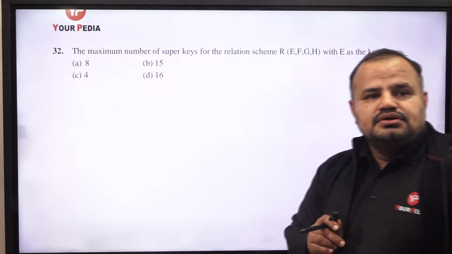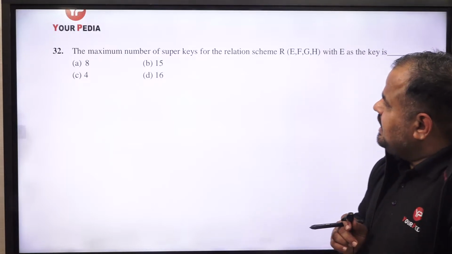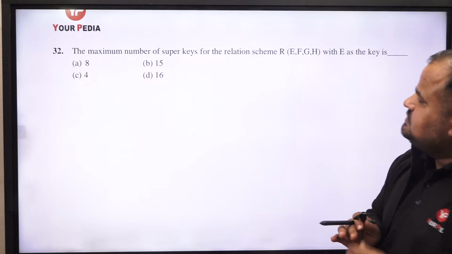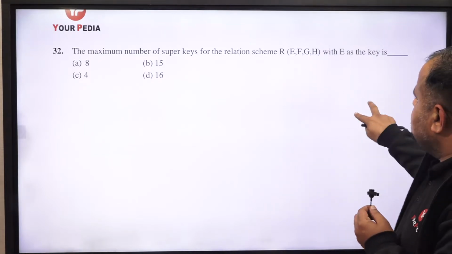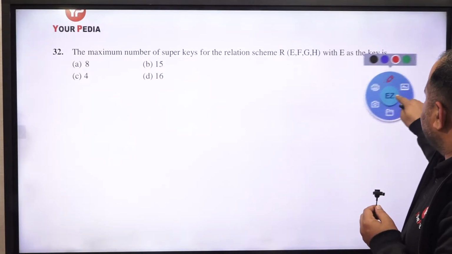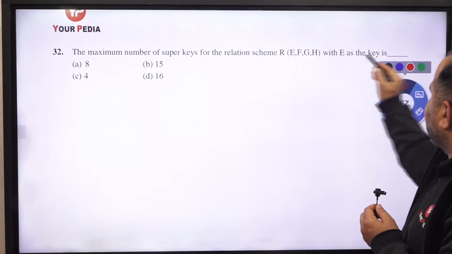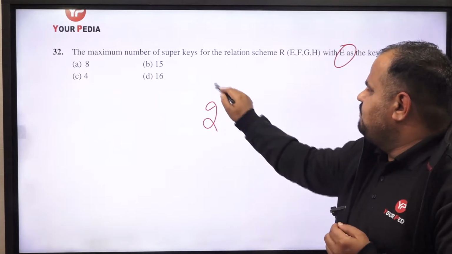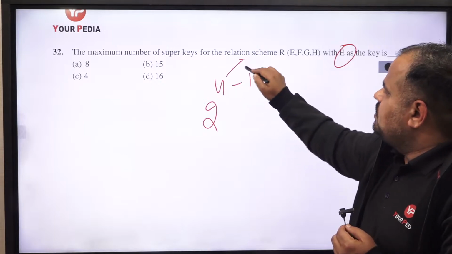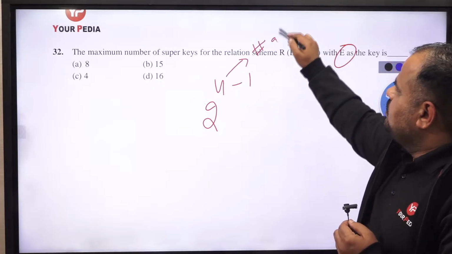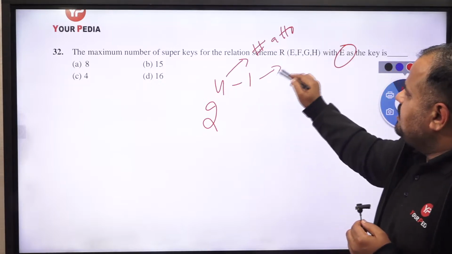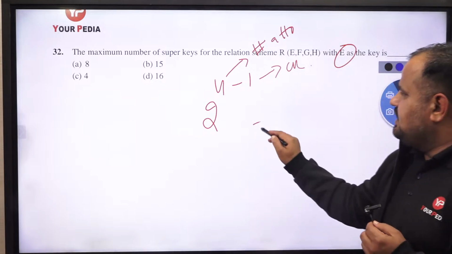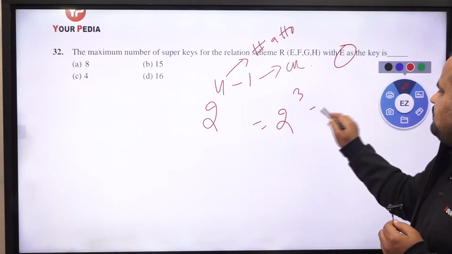Fine. You are saying 8, 8, 15, 4 and 16. So my dear students, can you just tell me the total number of attributes? Total number of attributes is 4. Out of that, one attribute is the key. So 2 to the power 4 minus 1. What is 4? Total number of attributes. What is 1? Number of attributes in the candidate key. That is 1. That is going to be 2 to the power 3, which is going to be 8.